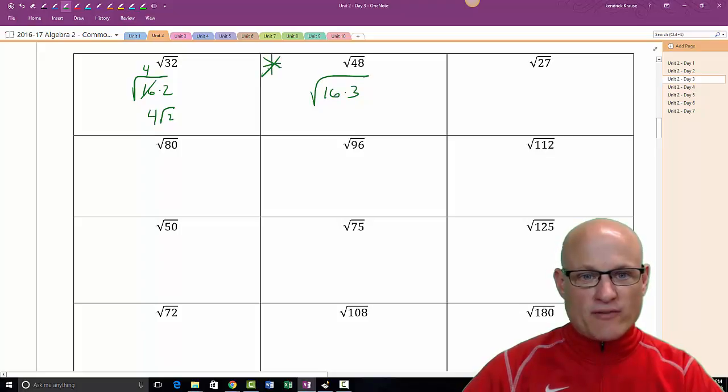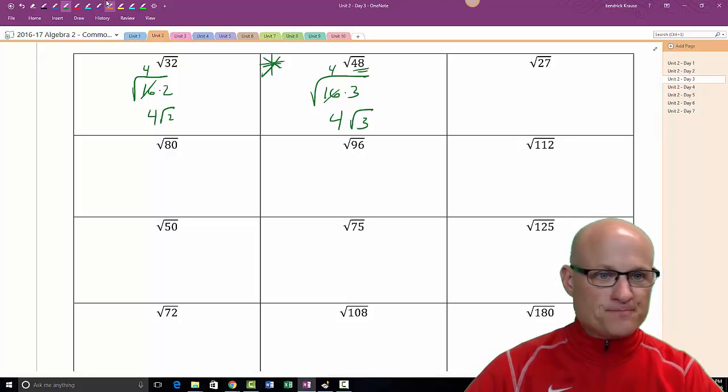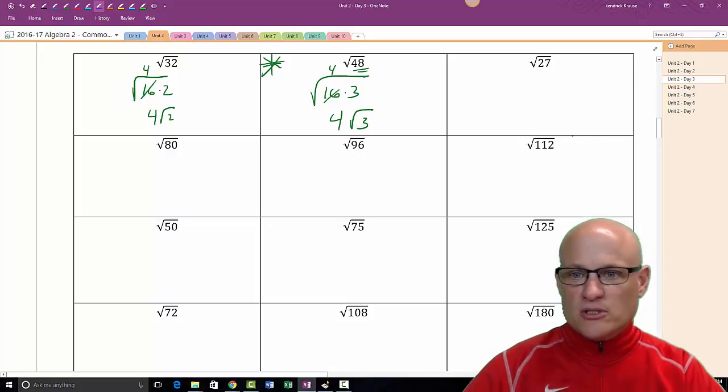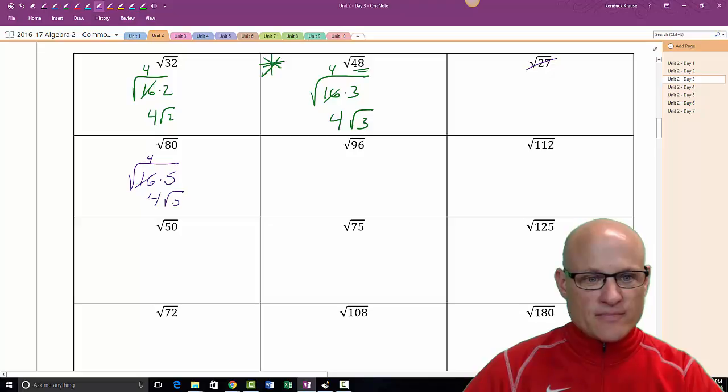This, by the way, is one of our favorites. We love that one, 16 times 3. Because you'd probably do 4 and 12 or something like that, but it doesn't work. Square root of 16 is 4, so 4 square root of 3. Tired of this pen. Let's go with purple. 27 I already did. I don't know why it's on there again. This is the square root of 16 times 5. Square root of 16 is 4, so 4 square roots of 5. This is another one we love to ask. Square root of 96. This doesn't happen very often. It's 16 times 6. The square root of 16 is 4, so this is 4 square roots of 6.